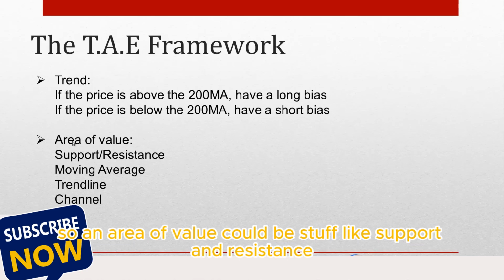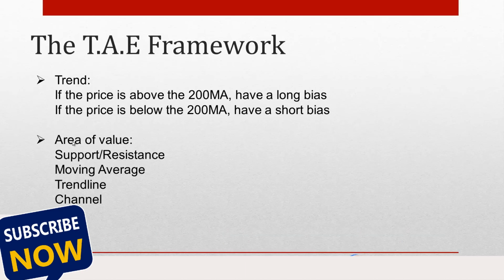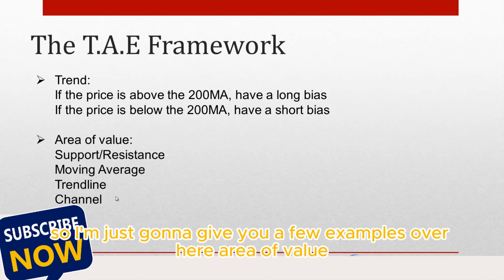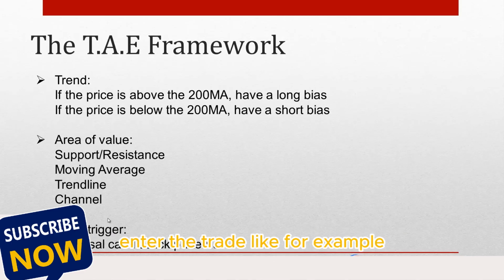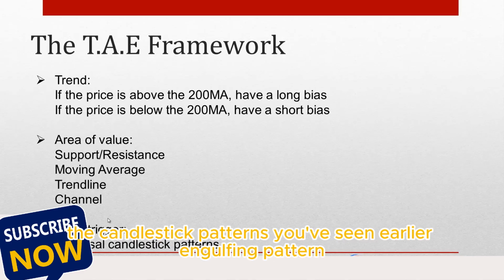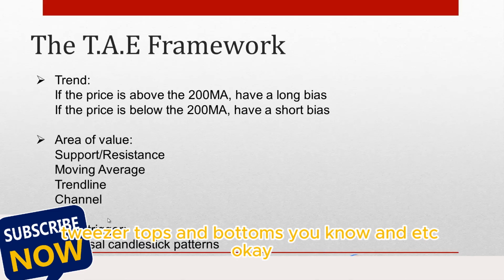So an area of value could be stuff like support and resistance, moving average, trend line, channels, etc. So I'm just going to give you a few examples over here. Area of value. And the third thing is where we look for the entry trigger to enter the trade. Like, for example, the candlestick patterns you've seen earlier. Engulfing pattern, tweezer tops and bottoms, and etc.